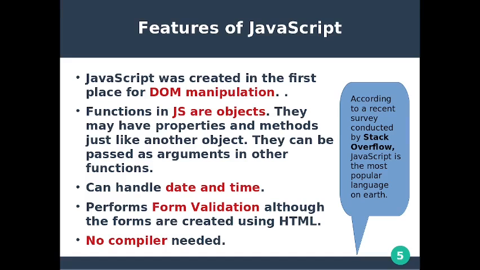So we can use functions as objects. We can handle date and time, and we can perform form validation, although the forms are created using HTML. We can put this JavaScript in an HTML page, and no compiler is needed. No other external compiler is needed for JavaScript. According to a recent survey conducted on Stack Overflow, JavaScript is the most popular language on earth.